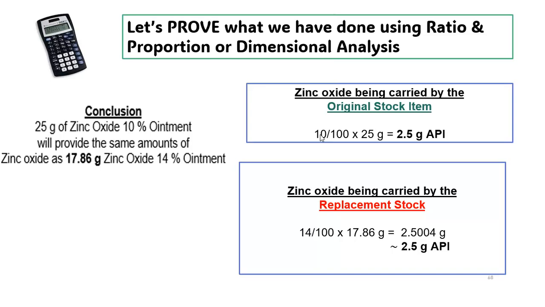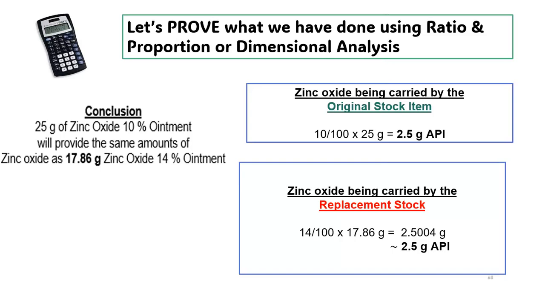10% zinc oxide, 25 grams means 2.5 grams of API is present. So let's actually double check what we have done. 14% means 14 over 100 times 17.86 gives you the same 2.5. So I am very confident that 17.86 grams of the replacement ointment, the 14% ointment, will provide me with the API that the 10% should have, and I can easily do my substitution.